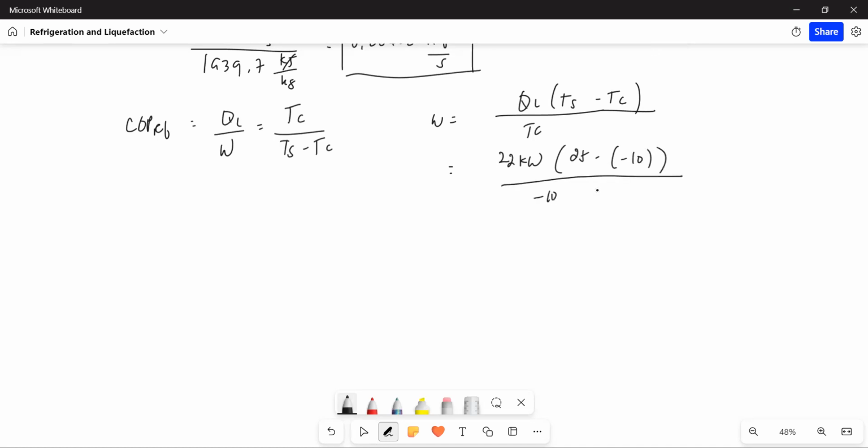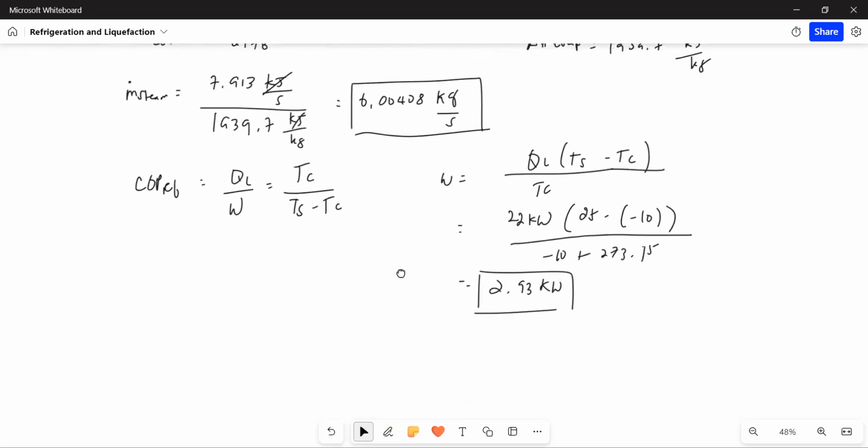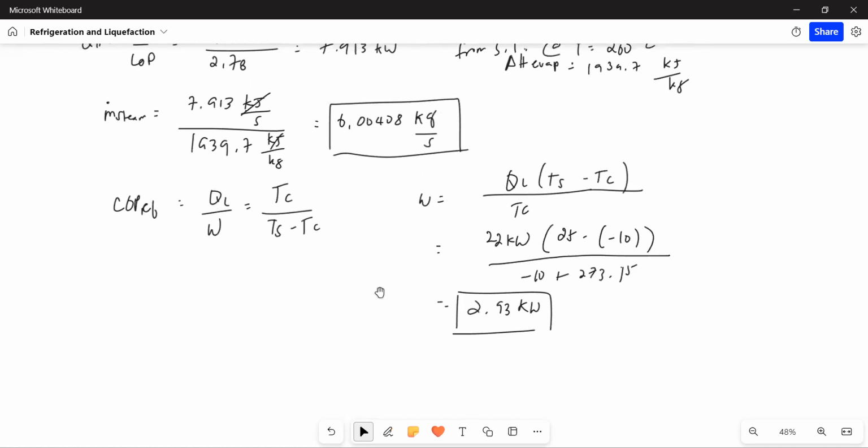over negative 10 plus 273.15. And the value is 2.93 kilowatts. Okay, so we're done with this problem. Let's move to the next problem on absorption refrigeration.